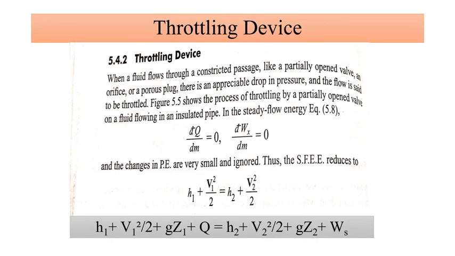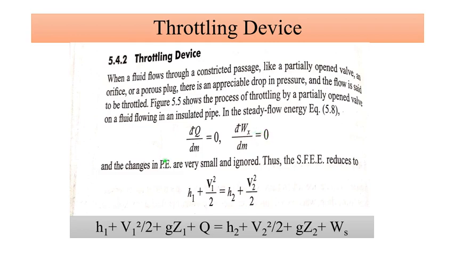Now another application we have is a throttling device. A throttling device is simply when a fluid flows through a constricted passage or a partially opened valve, like a simple gate valve we have at home. When it is partially opened, it becomes a throttling device. When the fluid is flowing through a throttling device, firstly there is no heat input, so dq by dm, or simply Q, is equal to 0. Also there is no production of mechanical work, so Ws will also be 0.